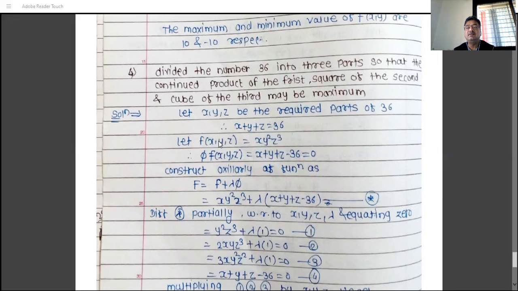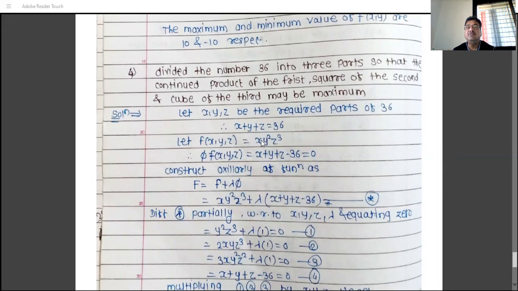That is, the function f(x, y, z) is the function whose value is to be minimized or maximized. That is, we have to find the minimum value or the maximum value of the function. That function is f(x, y, z).